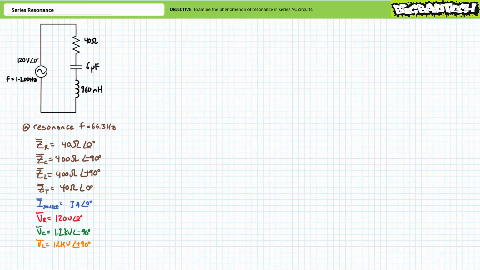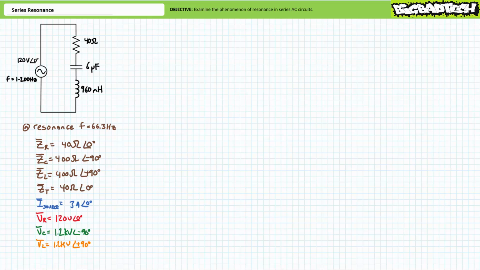An application of Ohm's law demonstrates source current will be 3 amps at an angle of 0 degrees. Source current is in phase with supply voltage. Given this is a series circuit with a single path for current, it can be said 3 amps at an angle of 0 degrees flows through all three elements forming the series connection. IR equals 3 amps at an angle of 0 degrees, as does IC and IL.